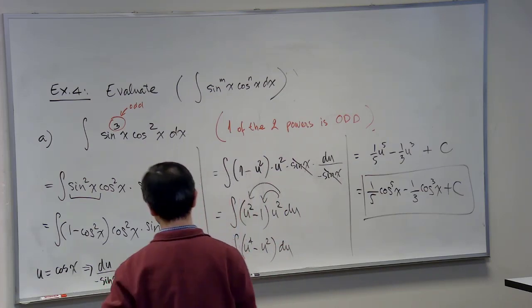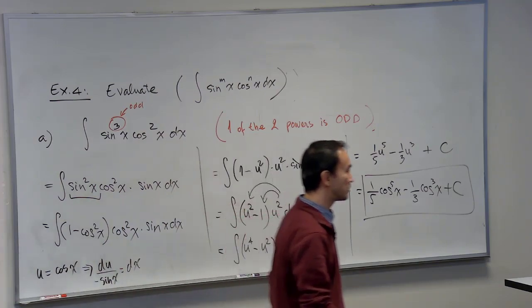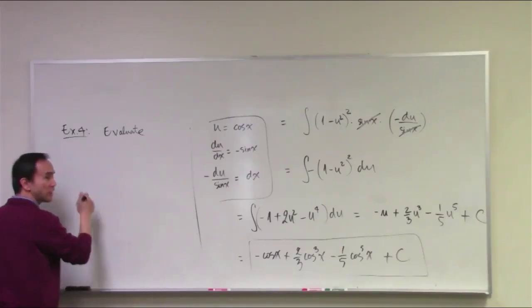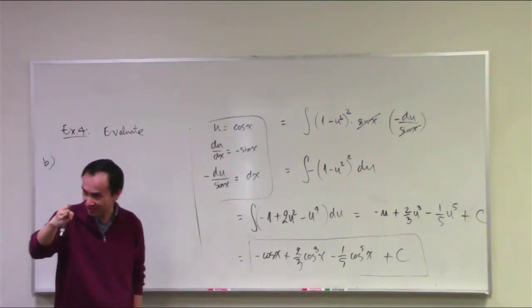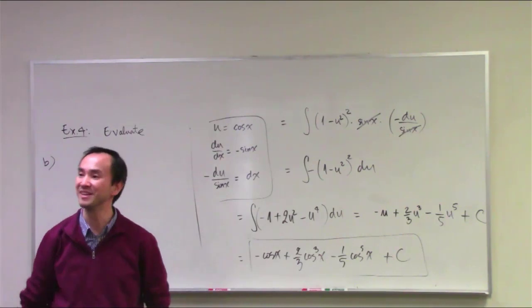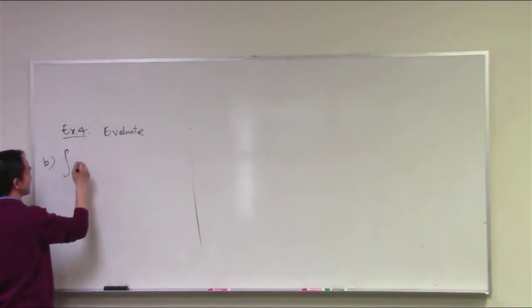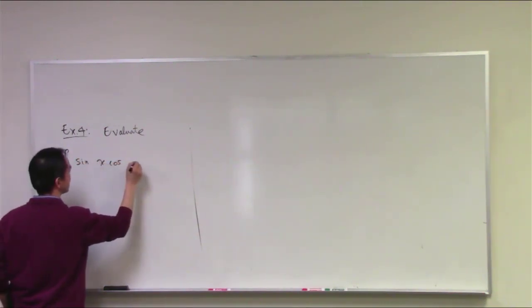So let's do another one. I still want to leave this work here on this board, so I'm going to move over to the other board. We're still in example 4. Let's call that part B. We're still in that business of a power of sine multiplied with a power of cosine.